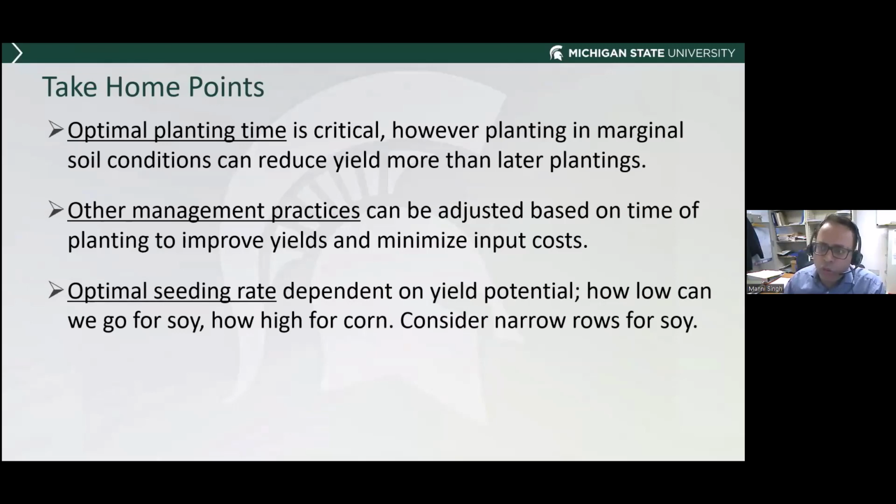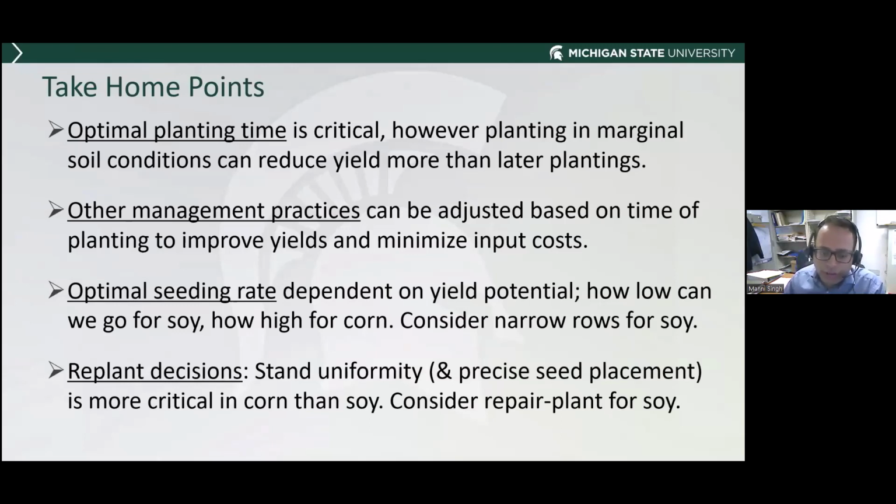The overall goal is, in high yield potential environments, how low we can go on the soybean, cut it down by 10, 20, 30% compared to what you're doing. On the corn side of things, how high we can go, right? And think about narrow rows for soybeans, right? And replanting again, stand uniformity, precise seed placement is more critical in corn than soybean. Because of that, think about repair planting instead of replanting for a crop like soybeans.